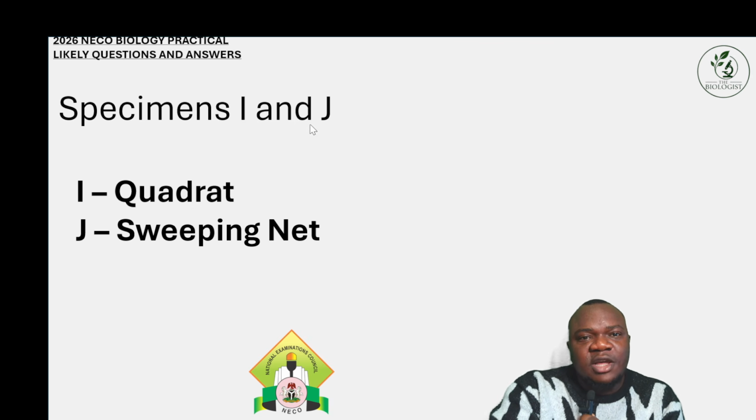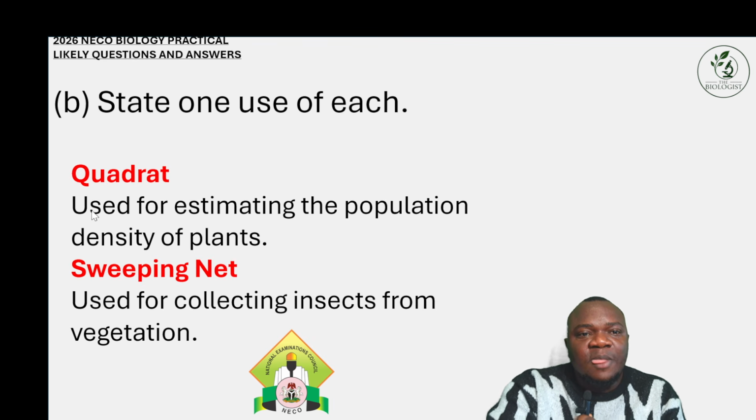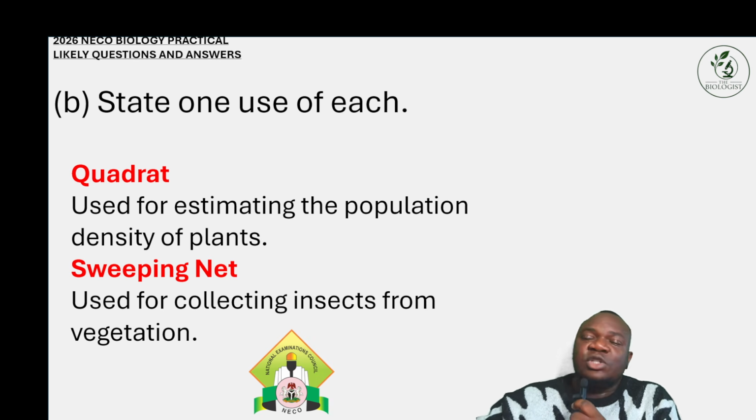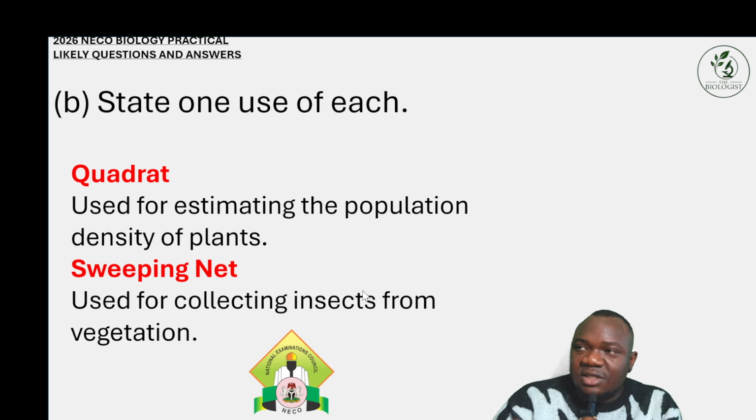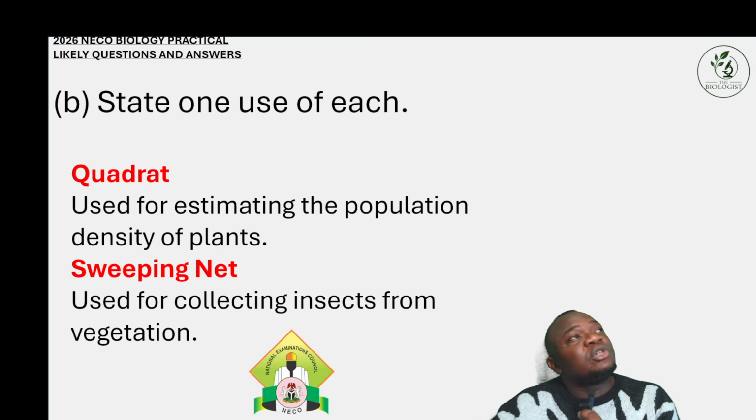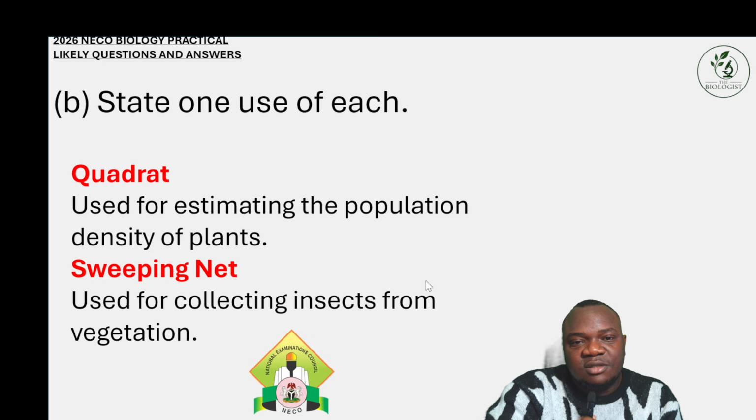So for specimen I and J, you have a quadrant, you have a sweep net. So these are ecological tools, very important. So state one use each of them. Quadrants are used for estimating the population or density, to know the amount of species found in a particular region. Then you have your sweep nets used for collecting insects from vegetation. Like I said, when we're very young, we go to the bush to catch insects. So we use the sweep nets to catch flying insects.